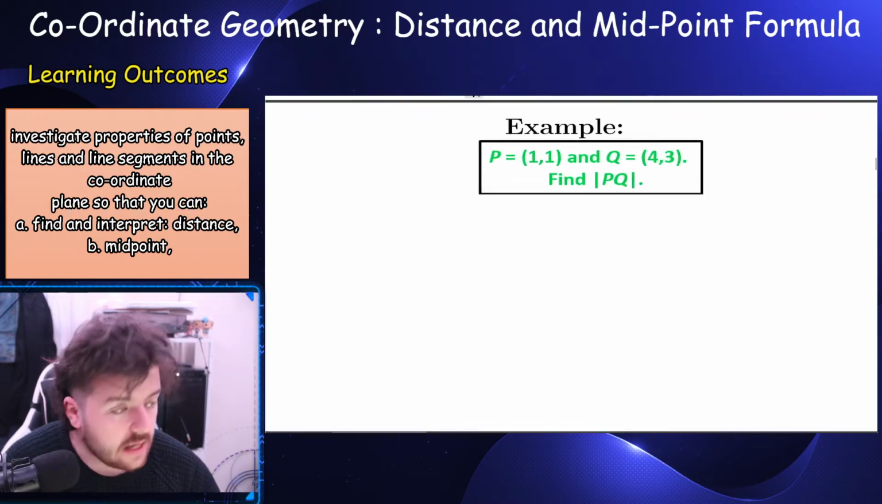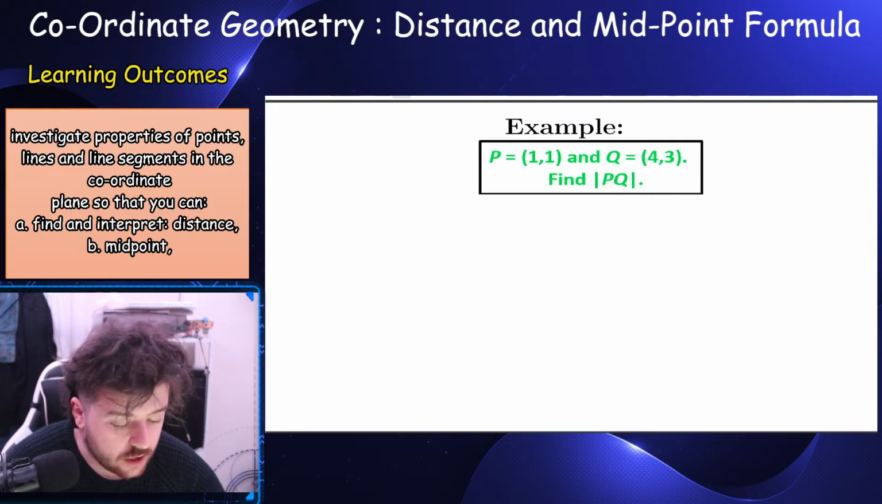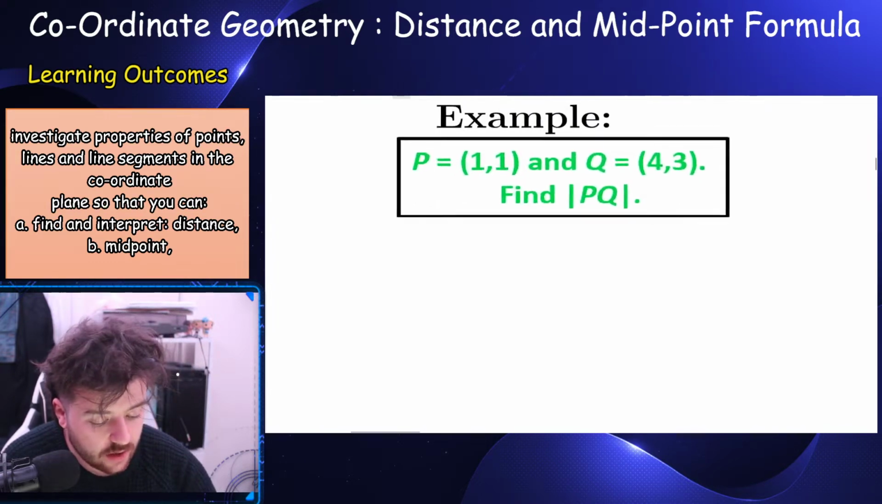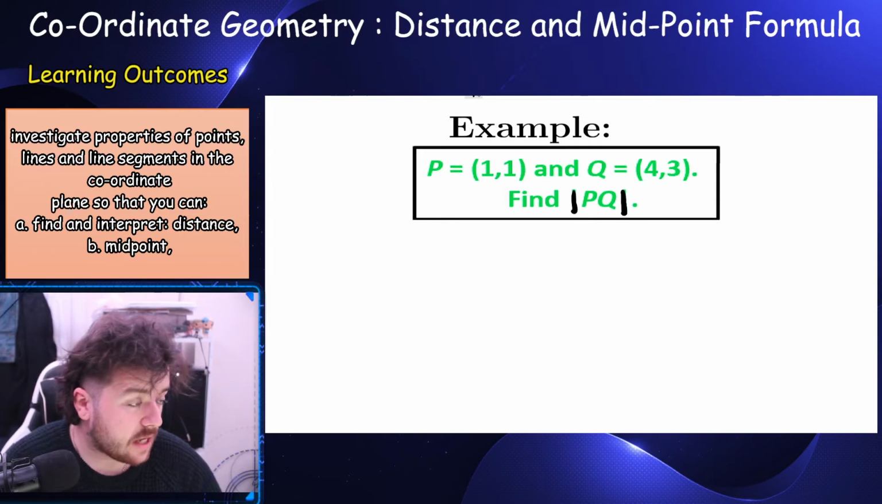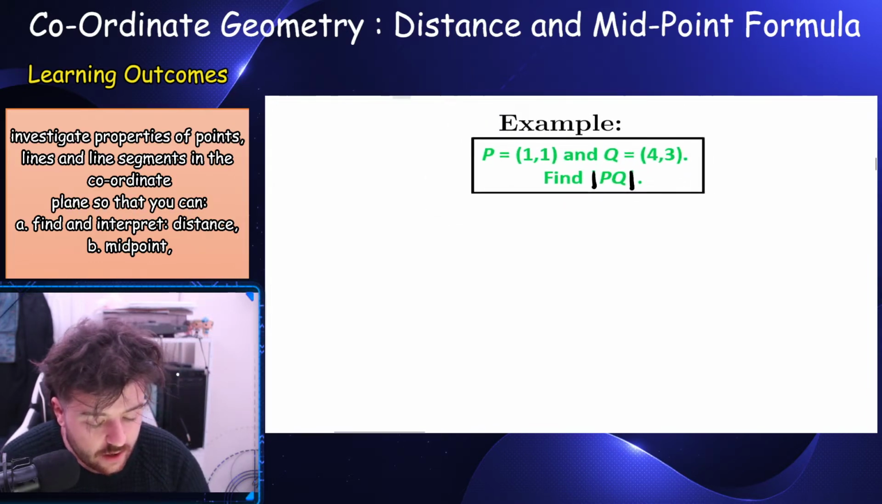So, P equals (1, 1), Q equals (4, 3). Find PQ. So find the length PQ. That's what this means, remember? See these two lines? Find the distance PQ. First I'm going to label my points. I have (1, 1) here, and I have (4, 3).